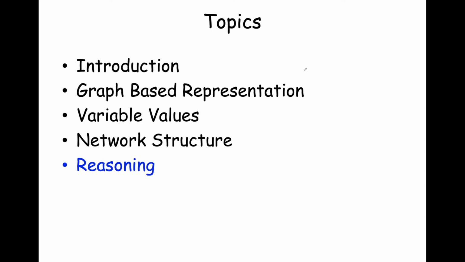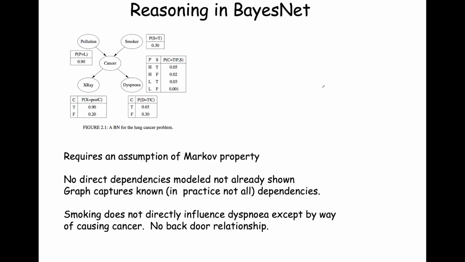Now, Bayesian networks, when they originally came into being in the 80s, were a really big win with medical diagnosis, where you input a lot of information from medical records. Bayesian network reasoning requires an assumption of the so-called Markov property. There are no direct dependencies modeled that aren't already shown. So the graph captures known dependencies in practice, but not all the dependencies. As long as you're not modeling a dependency that doesn't exist, that's fine. You don't have to model all of them, but those that are modeled have to exist in the data.